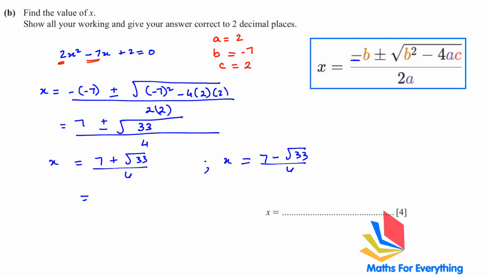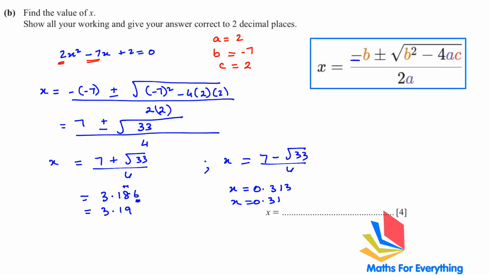2 decimal place, so this will give us 3.186. Because this number is more than 5, I have to add 1 to the previous number. So one value of x is 3.19 and the other value is 0.313, which will be 0.31.